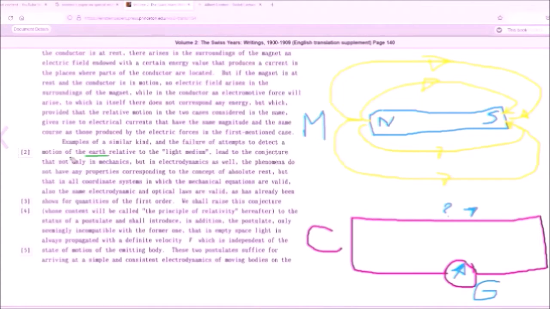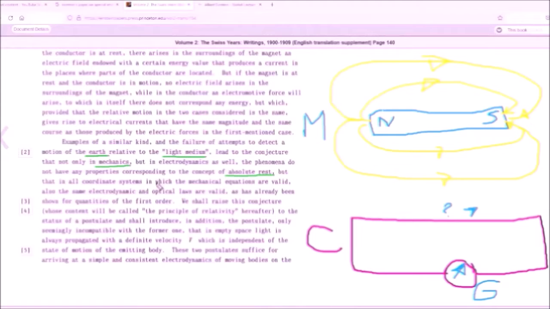Attempts to detect a motion of the earth relative to the light medium, that is the Michelson experiment, lead to the conjecture that not only in mechanics, assuming the earth is not a magnet here, assuming the earth is only the source of the light, not only in mechanics, he is now trying to connect mechanics with electrodynamics, mechanics of the earth, electrodynamics of the magnet, but in electrodynamics as well. The phenomena, what phenomena? Phenomena is a relative motion. The phenomena do not have any properties corresponding to the concept of absolute rest.